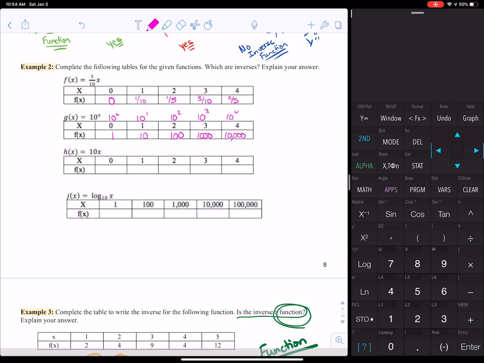For the next one, it's 10 times x. So 10 times 0 would be 0. 10 times 1 would be 10. 10 times 2 is 20, and then 30, and then 40.